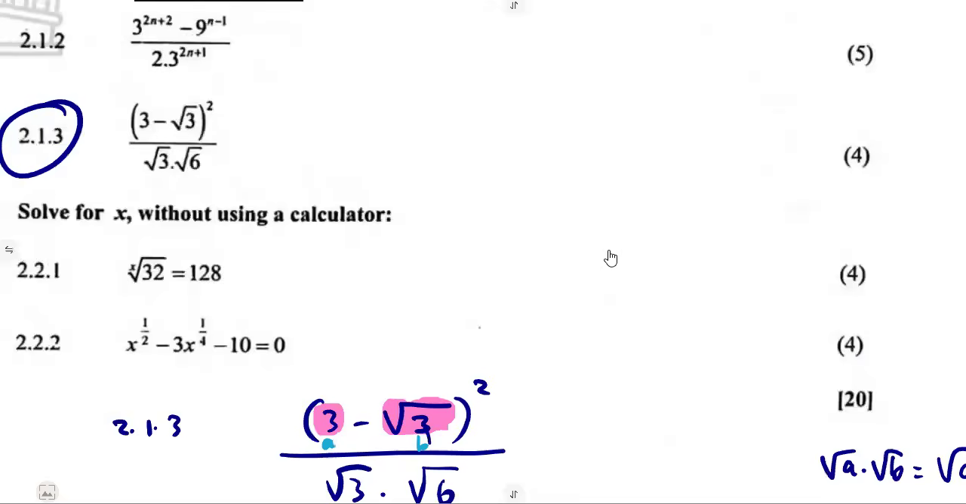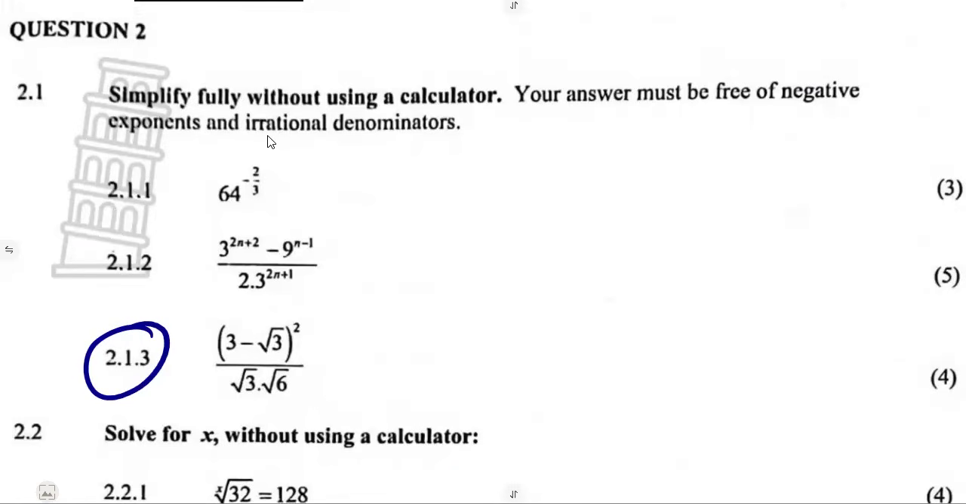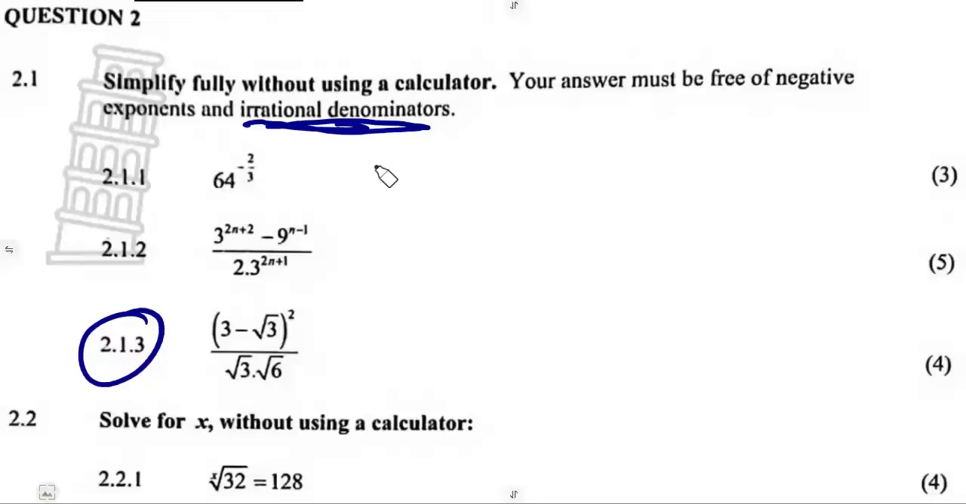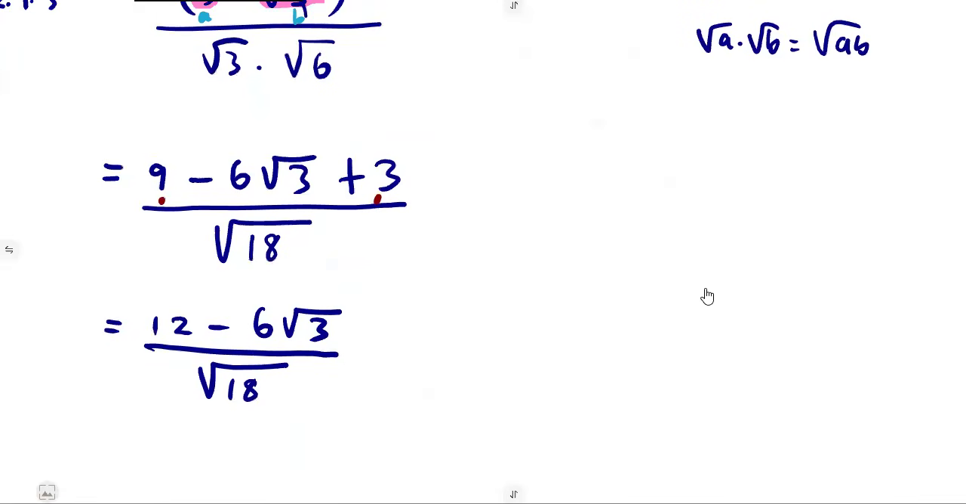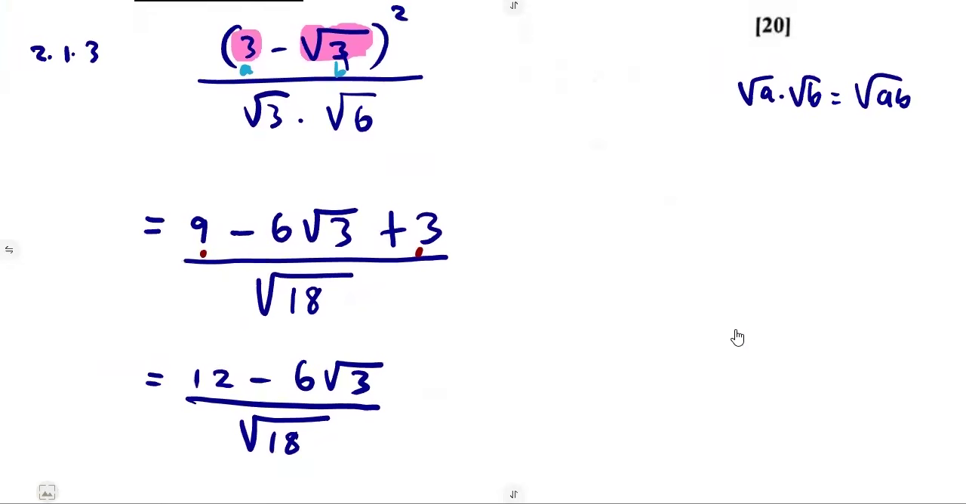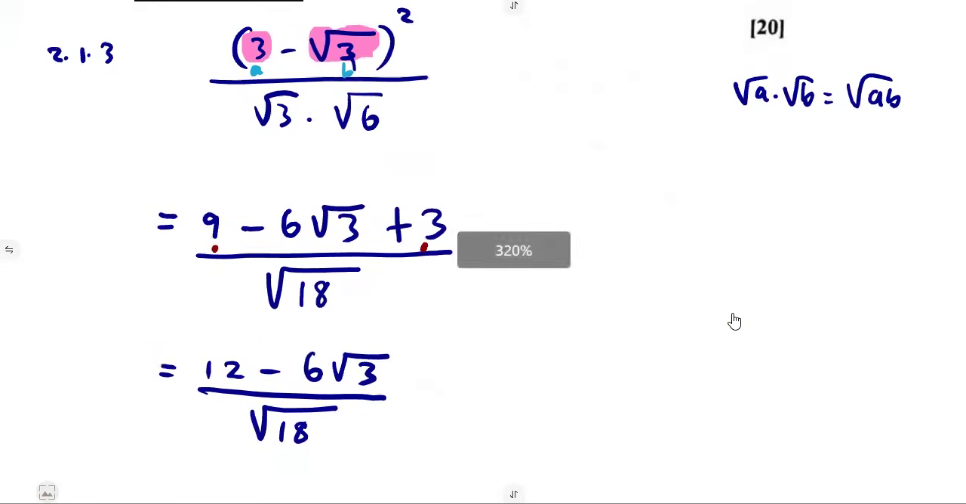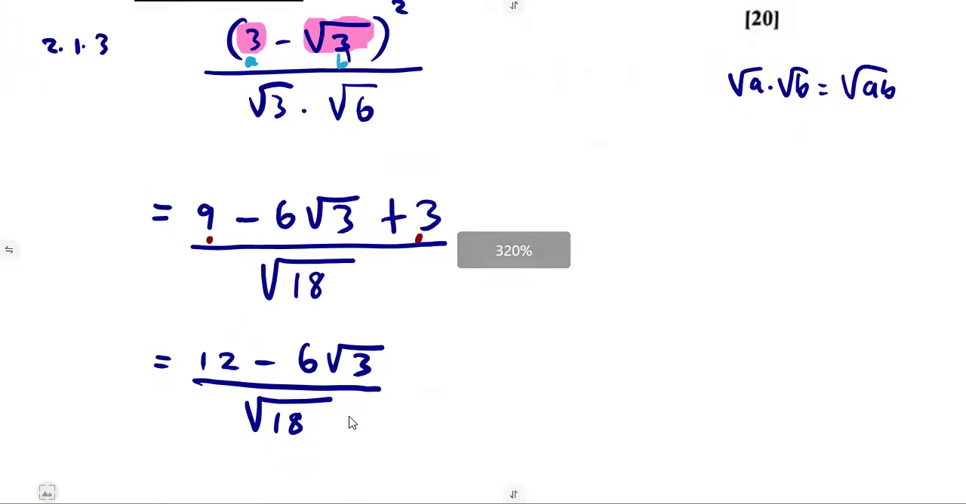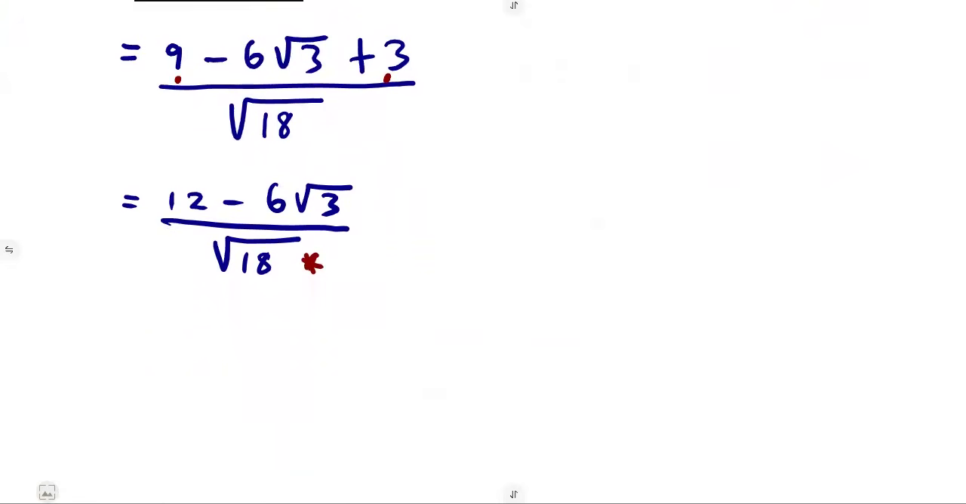Remember, we are told that the denominator is not supposed to have anything irrational there. So in as much as you are simplifying, you are supposed to get rid of the irrational denominators. Let us go back and see. We've got square root of 18, which is actually irrational, and we cannot simplify this. So you have to rationalize our denominator so that we have a rational term here.